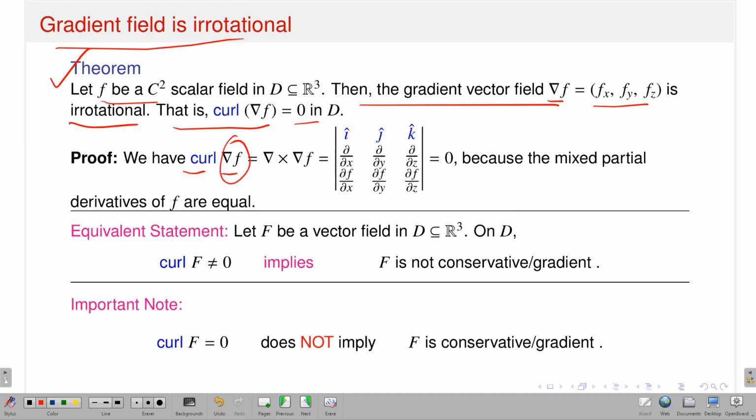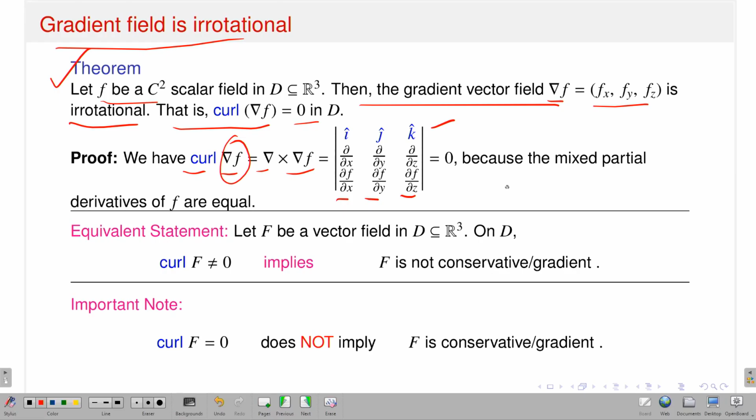You have to take the curl, which means the del operator cross your vector field capital F, which is nothing but del f. So what is the formula? The formula is the determinant with i cap, j cap, k cap as the first row. The second row is del del x, del del y, del del z, the del operator, and the third row is the vector field. And what is my vector field? Because it is a gradient vector field, the components are del f del x, del f del y, and del f del z. Then it is 0. Why?